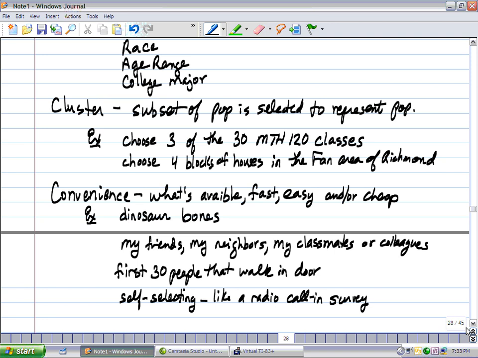So the convenience is the least random. It's the one that introduces the most bias. The next section we will look at actually counting members in our sample.